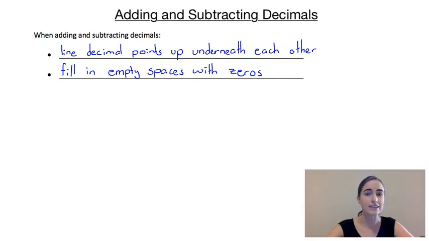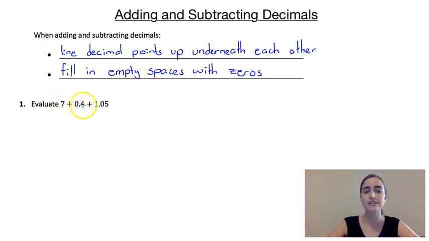So let's have a look at an example. For our first example, it's an addition, and it's asking us to evaluate 7 plus 0.4 plus 1.05. So I'm going to line all of these up. Now we've got our whole number here for 7, and my decimal point would be directly after it. Then I've got a 0.4, and then I've got a 1.05.